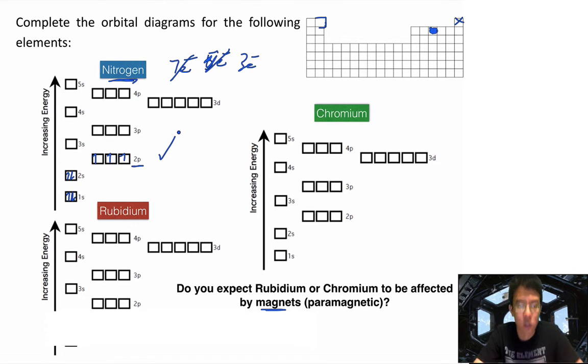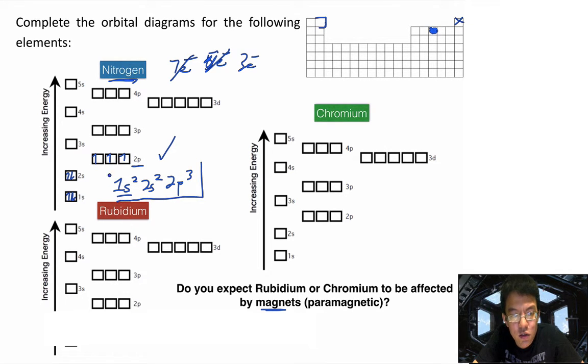Now if I were to write the electron configuration, in the 1s there are 2 electrons, in the 2s orbital there are 2 electrons, and in the 2p orbital there are 3 electrons. This gives me the location of the electrons.